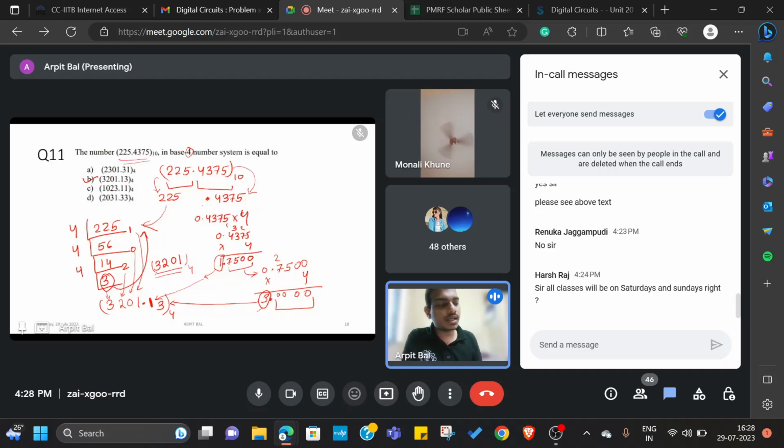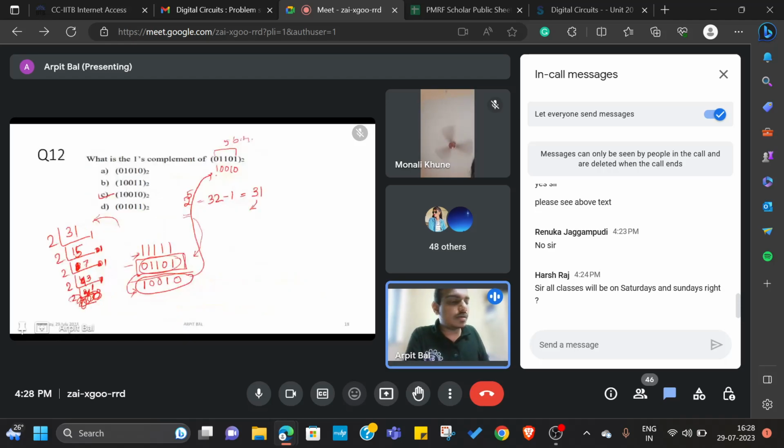And after the long division, we take the remainders from bottom to up, and in the multiplication case, we take the first thing that is available with us as the first digit. Like here 1 was available, we took 1. Here 3 was available, we took 3 after the 1. Okay. Similarly, this was a simple one.